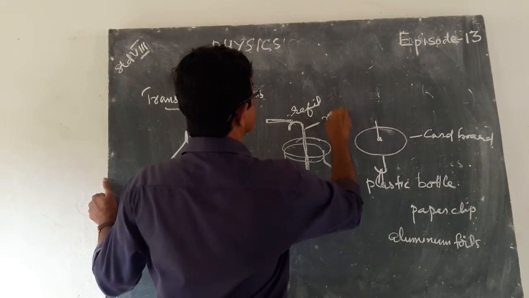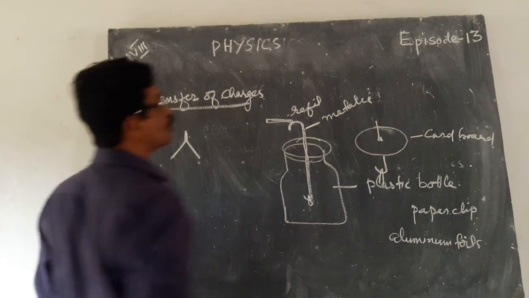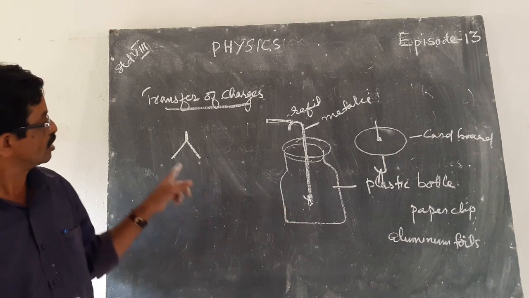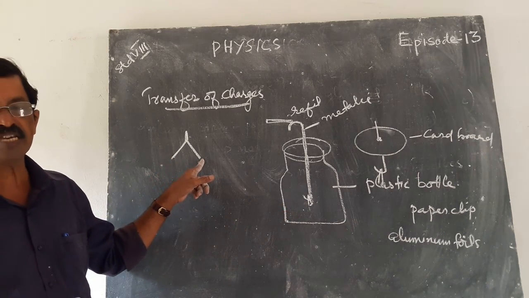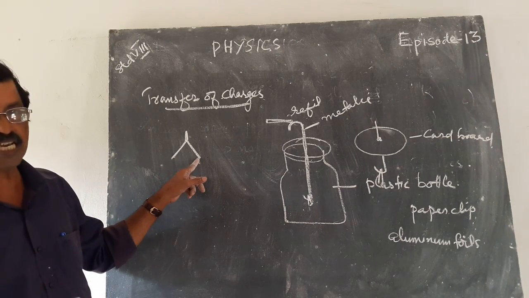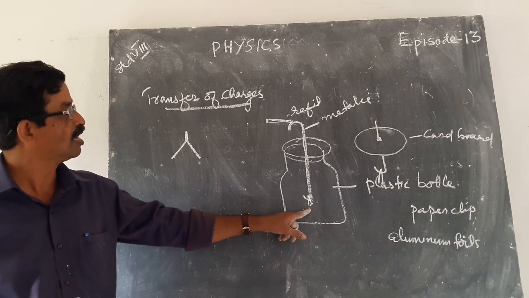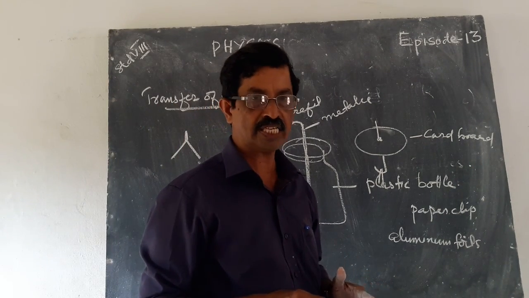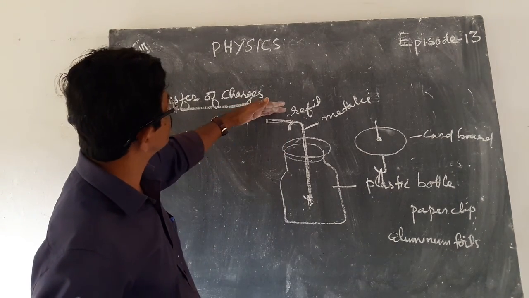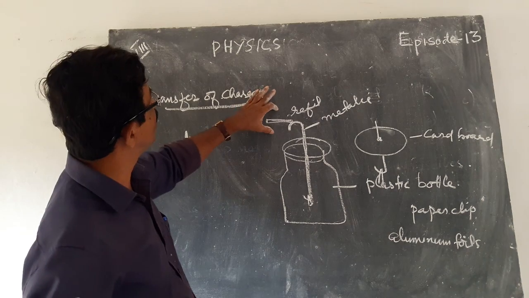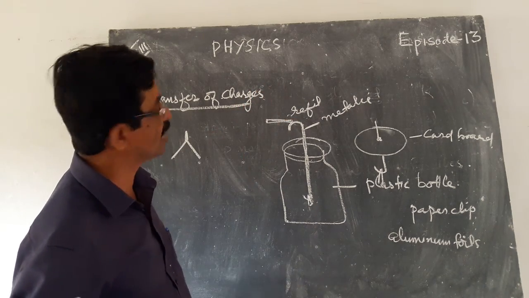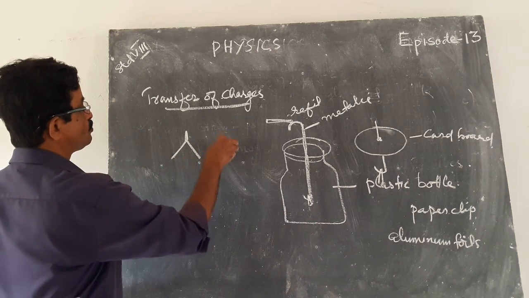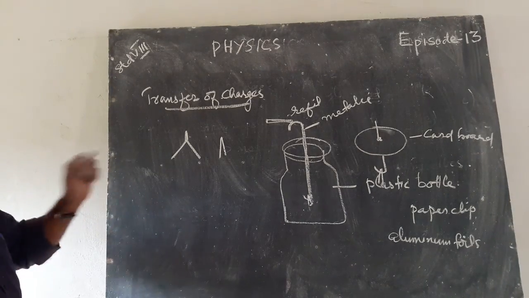Through this metallic conductor, that charge is transferred to here. In both the leaves, the same charge is coming. Same charges repel. So we can see that the aluminum foils are separated, or repel each other. If we remove this refill and touch this paper clip here, immediately we can see that these leaves come close to each other. That is, the charge is being lost.